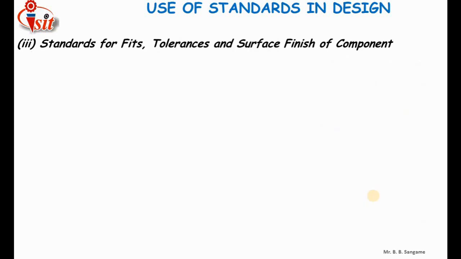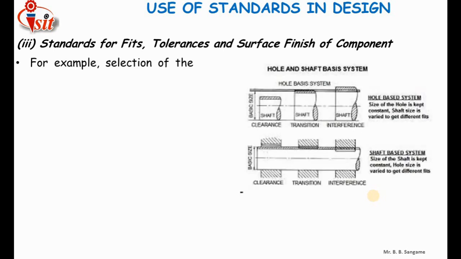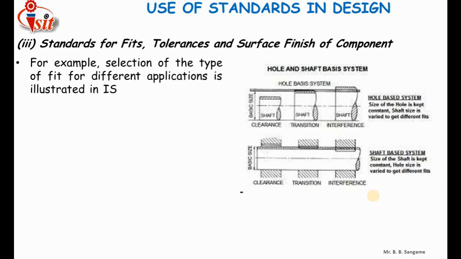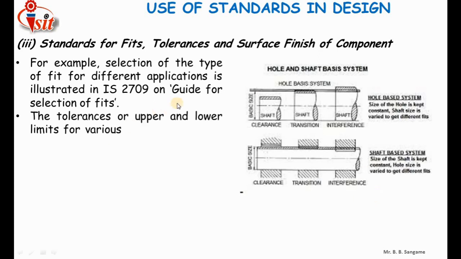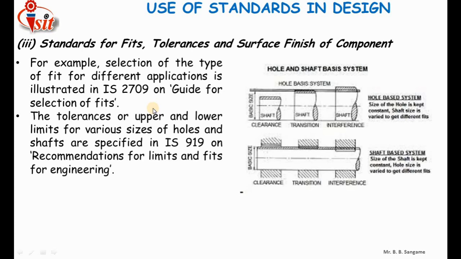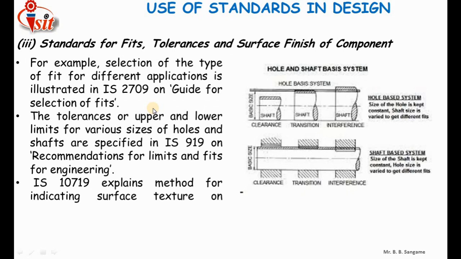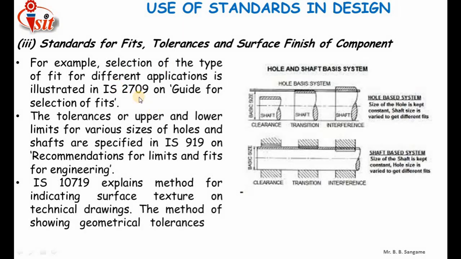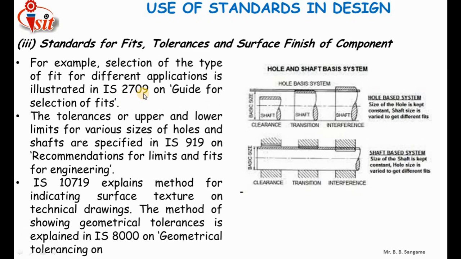Next is the standards for fits, tolerances and surface finish of components. For example, selection of the type of fit for a particular application is provided in Indian standard 2709, a guide for selection of fits. According to the application, what kind of fit should be selected for a particular shaft and hole basis system is given there. Similarly, the tolerances, or upper and lower limits for various sizes of holes and shafts, are specified in Indian standard 919 on the recommendation of limits and fits for engineering.